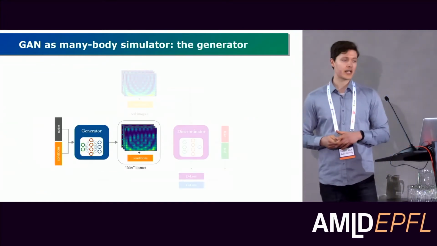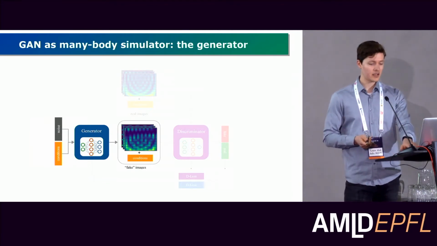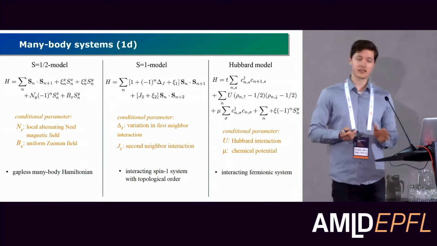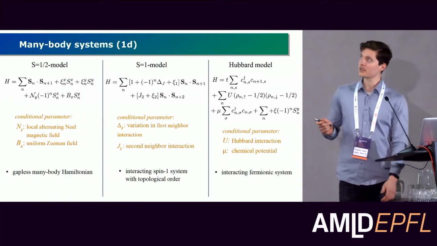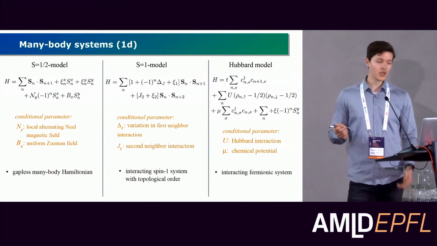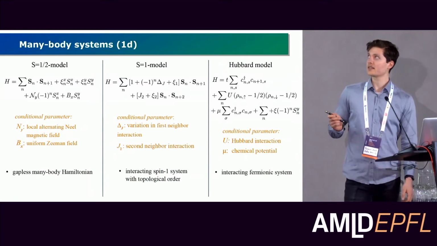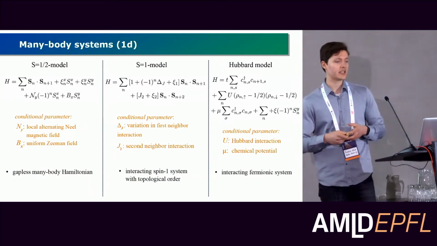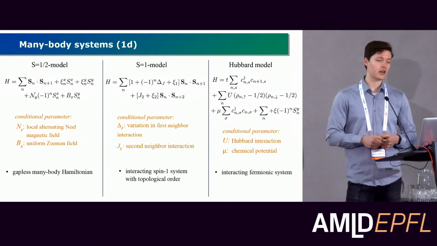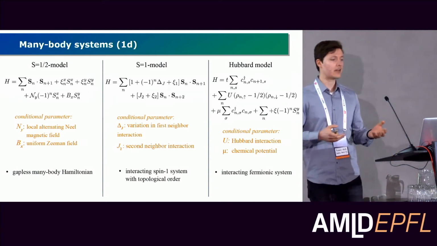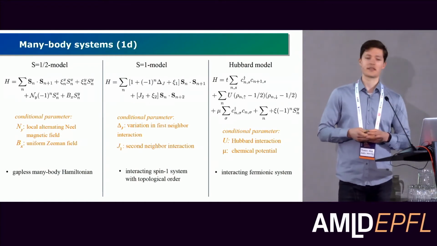In the first part of the results, we focus on the generator, where we use the GAN as a many-body simulator. Just to briefly mention the systems we study here, I won't go into too much detail on the Hamiltonians. First, the spin-1/2 model shown before, which is basically a gapless many-body Hamiltonian featuring spinon excitations. The second model is the spin-1 model, which is an interacting spin-1 system with topological order. The last system is the Hubbard model, which is an interacting fermionic system. The only things they have in common are that we choose conditional parameters, in this case two for each system, and also include some intrinsic randomness in each Hamiltonian.